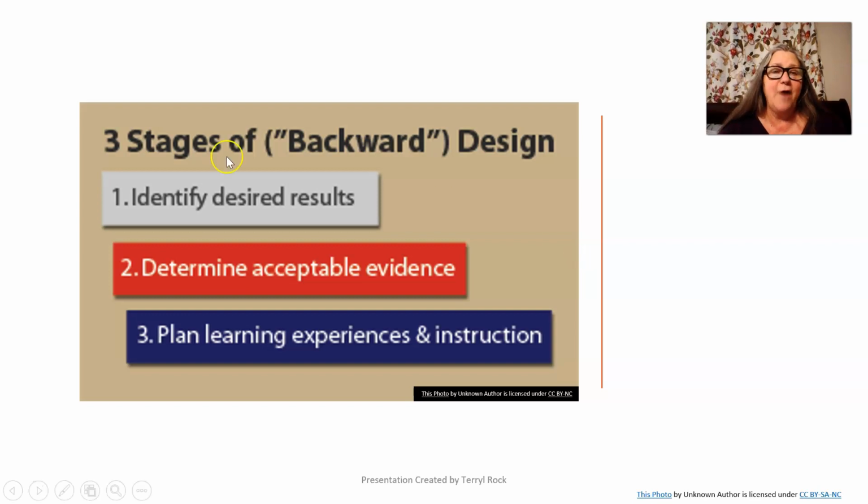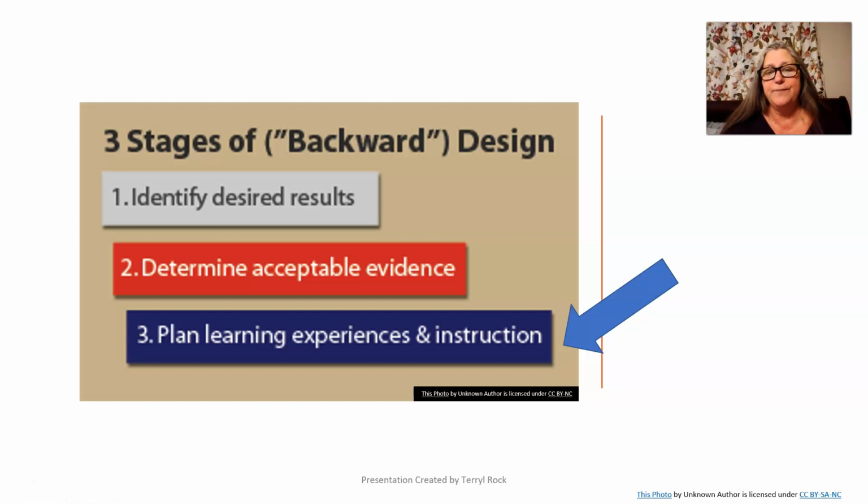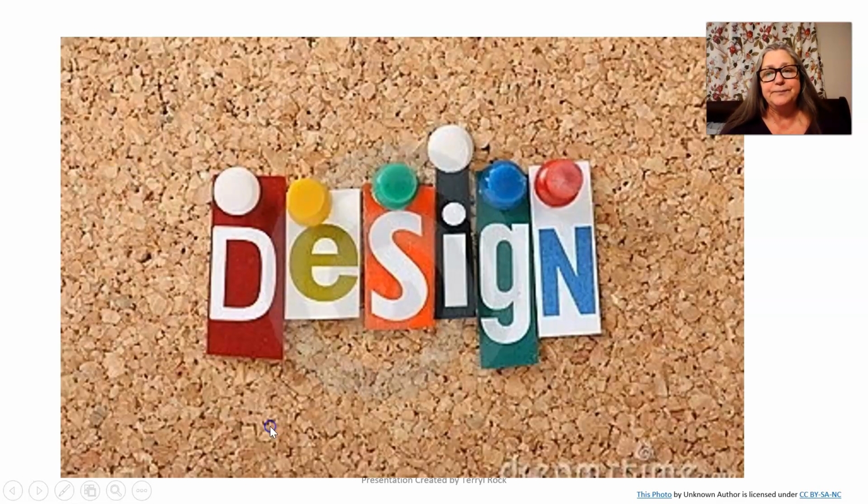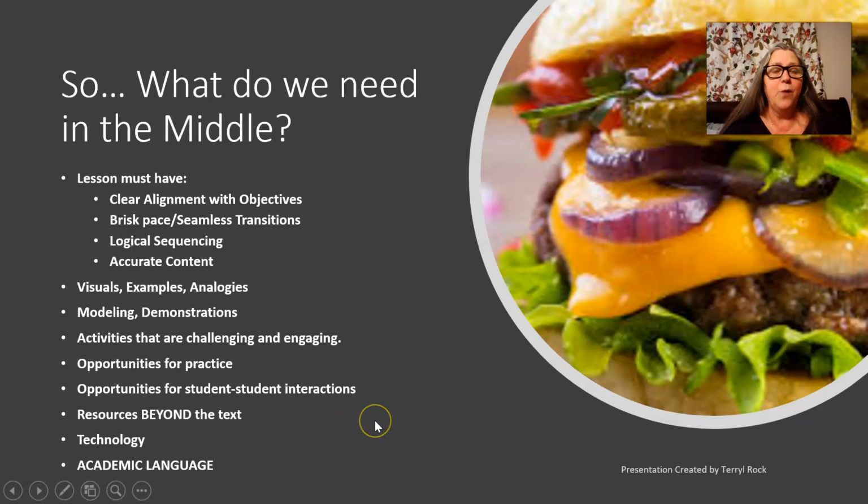So we have already gone through the first two stages of backward design, and we are here at this bottom talking about planning learning experiences and instruction that's going to fit in with getting the desired results that we want and getting the students ready so that we can get this acceptable evidence. So, what do we need to have in the middle?